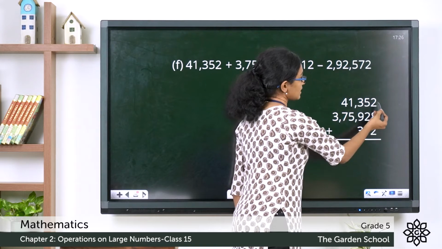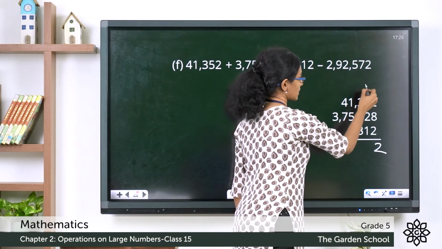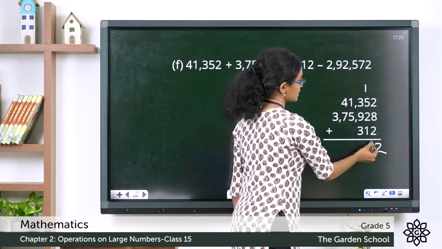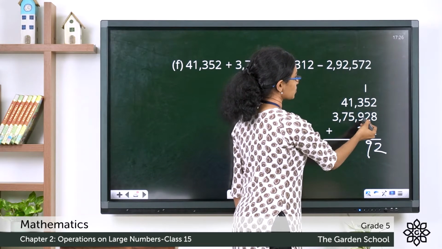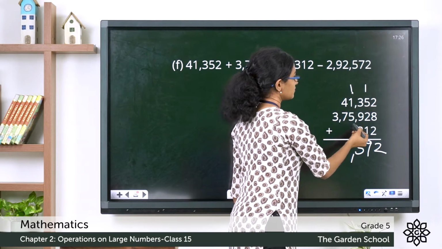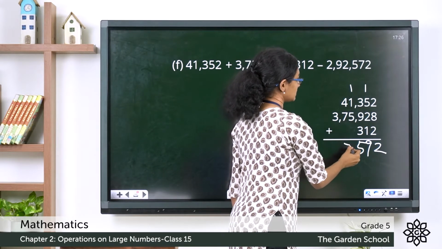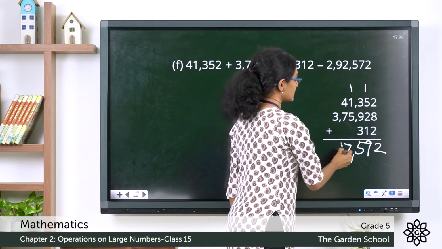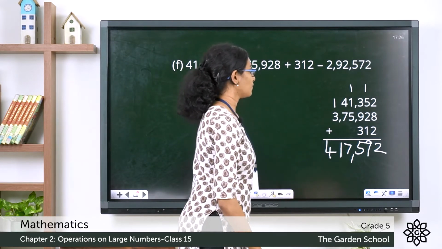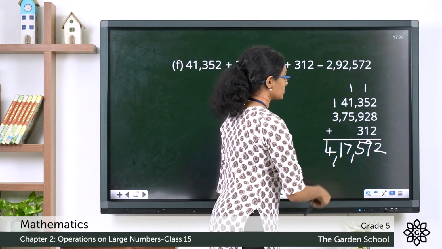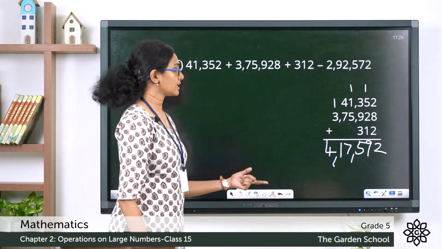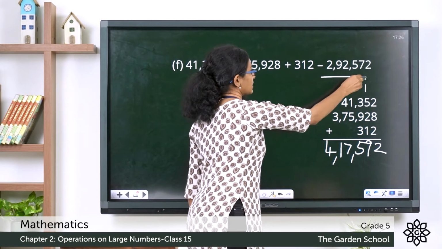2 plus 8, 10, plus 2, 12, carry over 1, 1 plus 2, 3, plus 5, 8, plus 1, 9, 3 plus 9, 12, plus 3 is 15, carry over 1, 5 plus 1, 6 plus 1, 7, 7 plus 4 it's 11, carry over 1, 3 plus 1 it is 4. So that gives you the sum of 4,17,592.